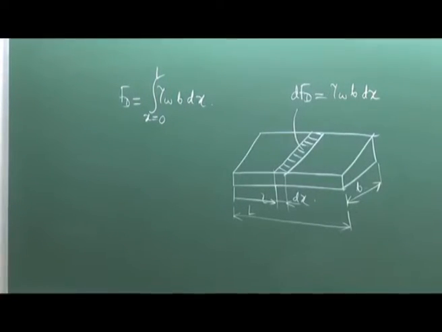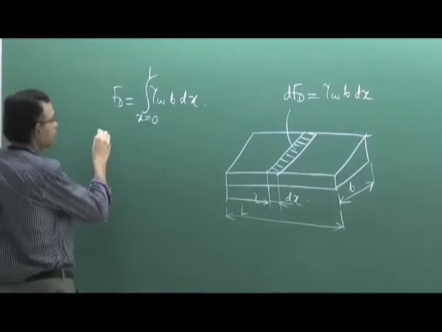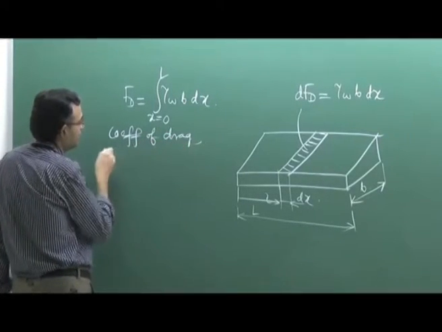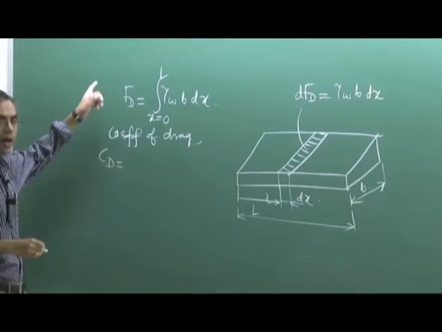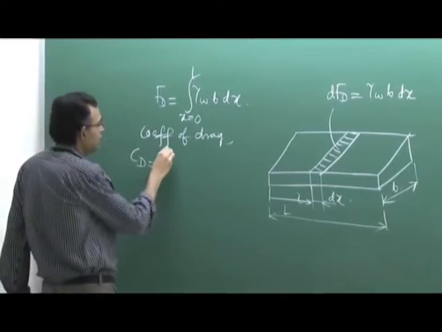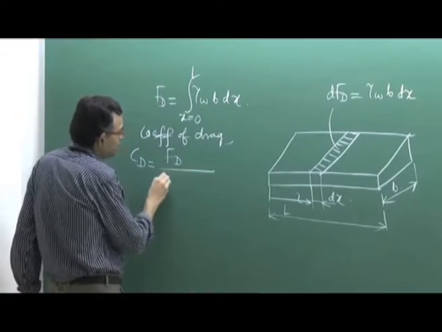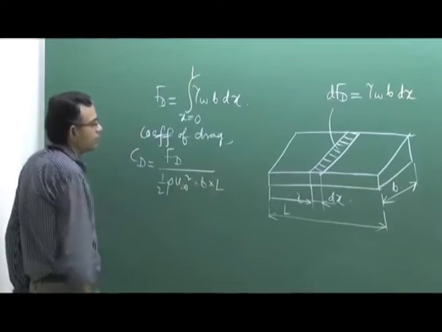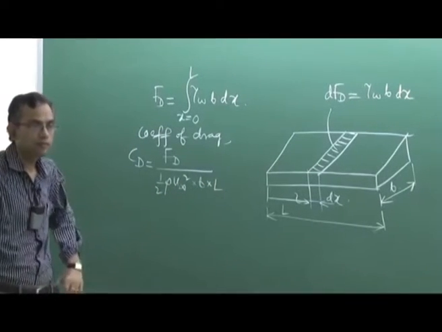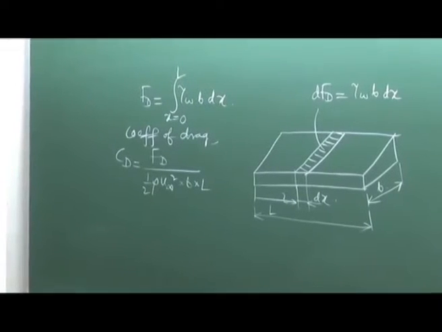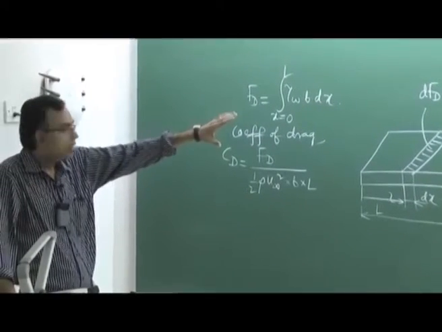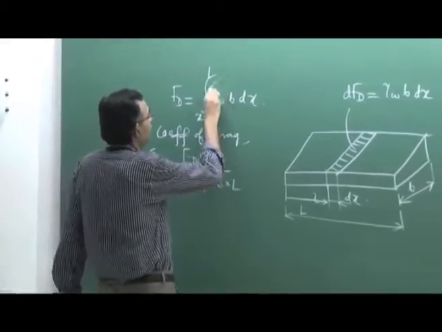Now what is the drag coefficient? Coefficient of drag, CD. This is the non-dimensional drag force. So this is Fd by half rho u infinity square into b into L. So now you can substitute the values. You can write tau wall as a function of x.